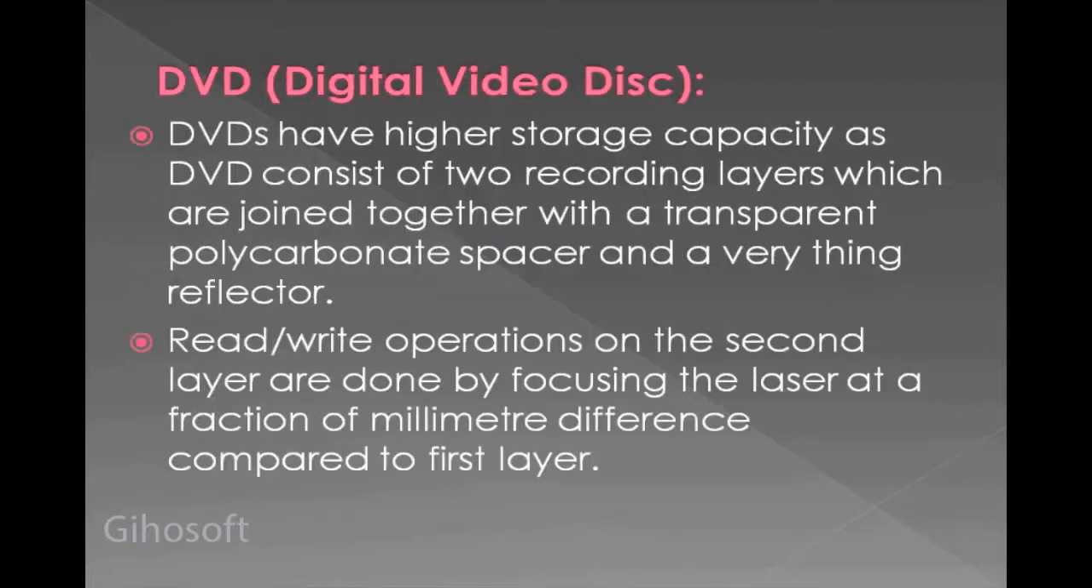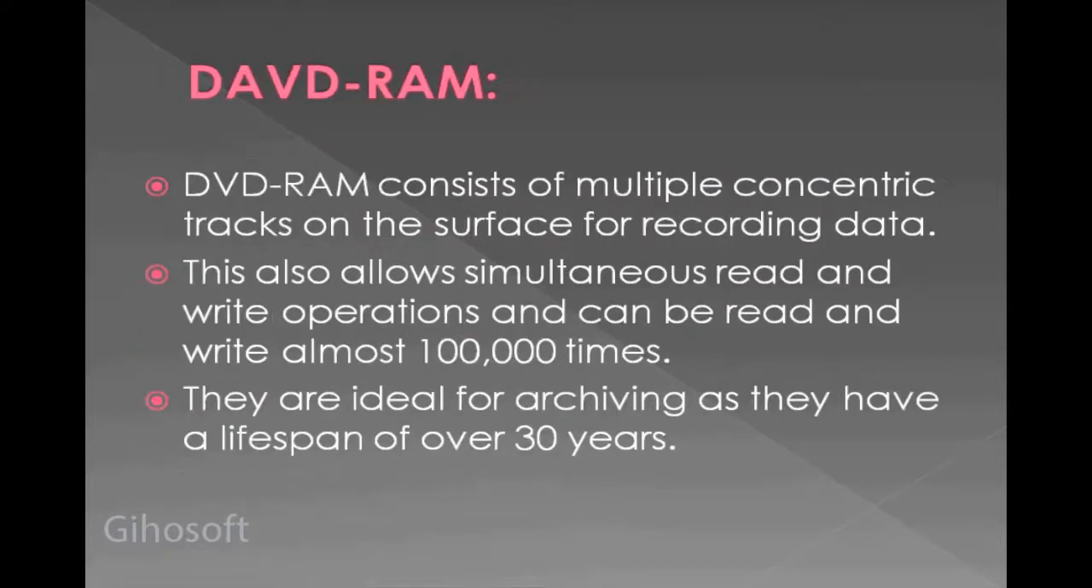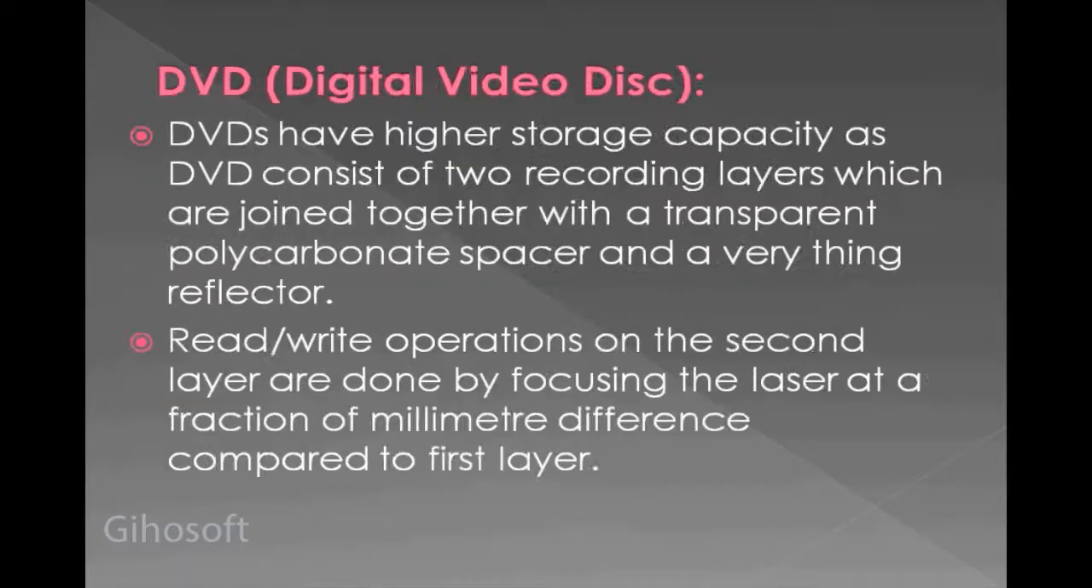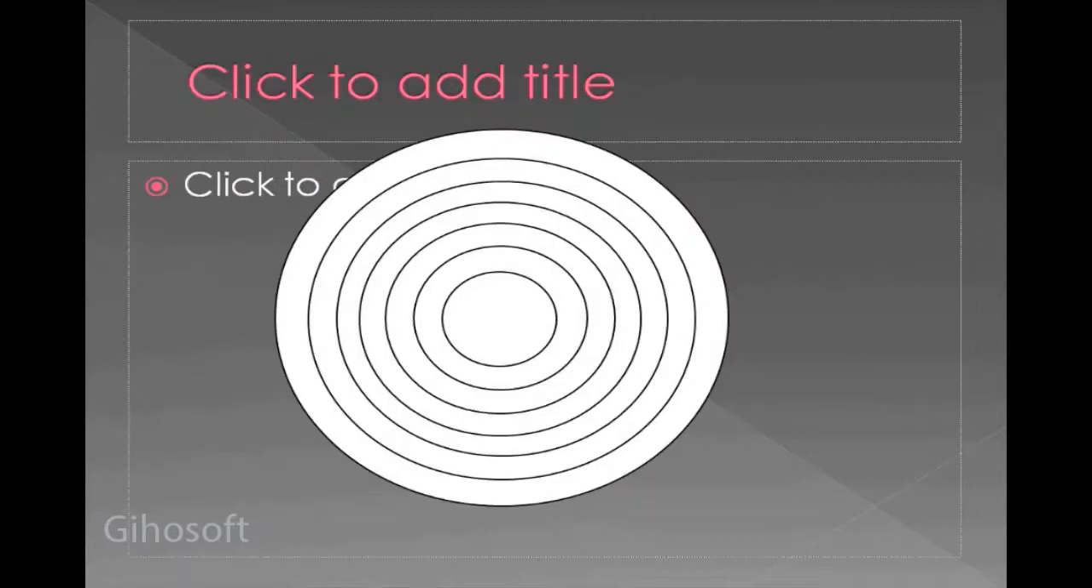The next offline device which we have is... this is an example of how data is stored on a DVD RAM. As you can see, there are concentric tracks.